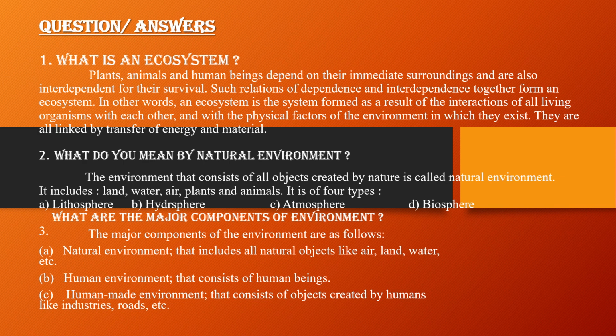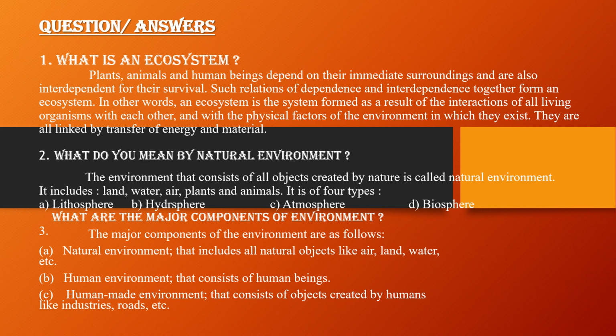Okay, see the second question. What do you mean by natural environment? So children, there is natural environment, and there is human environment. Now we are talking about natural environment. The environment that consists of all the objects which are created by nature is known as natural environment. This is very clear and very easy. And natural environment includes what? It includes land in which we live, water which we drink, air which we breathe, and plants and animals.